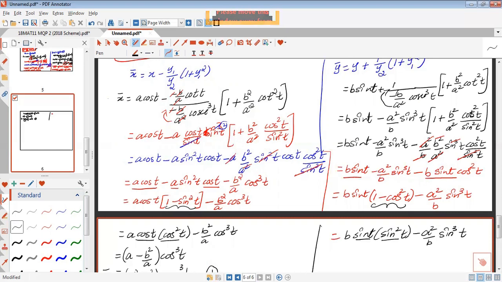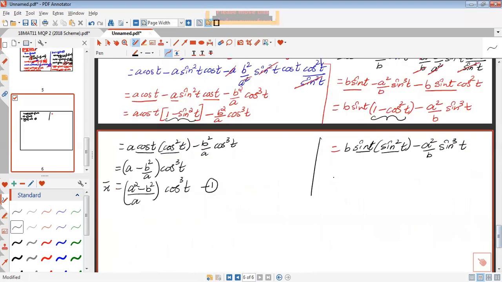Again, sin into sin square, sin cube. So sin cube t is common. Remaining is b in the first term minus a square by b in the second term. Or you can write y bar is equal to b is common denominator, and also I will take the negative sign out. So you will get a square minus b square here. B square minus a square can be written as minus of a square minus b square sin cube t. And I'll take it as equation number 2 here.